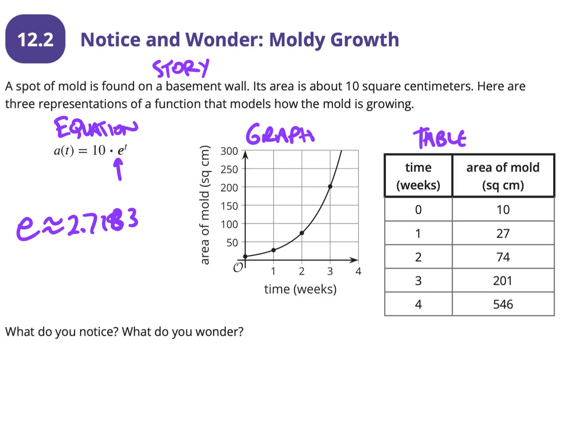And if you check the data, it should be close. At 0, it's about 10. You can't really tell. You would probably guess that it was 30 or 40. At 1, it's at 27. At 2, it's at 74. And then 3 is at 200 or just above 200. So the table and the graph have to match.